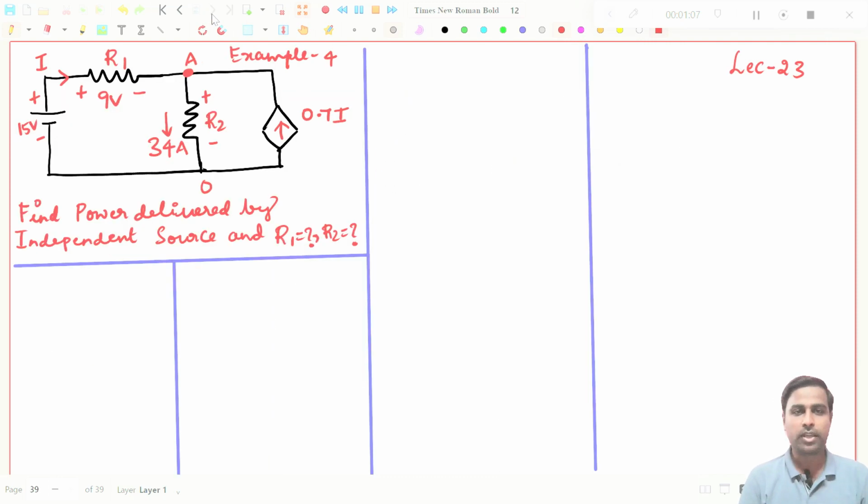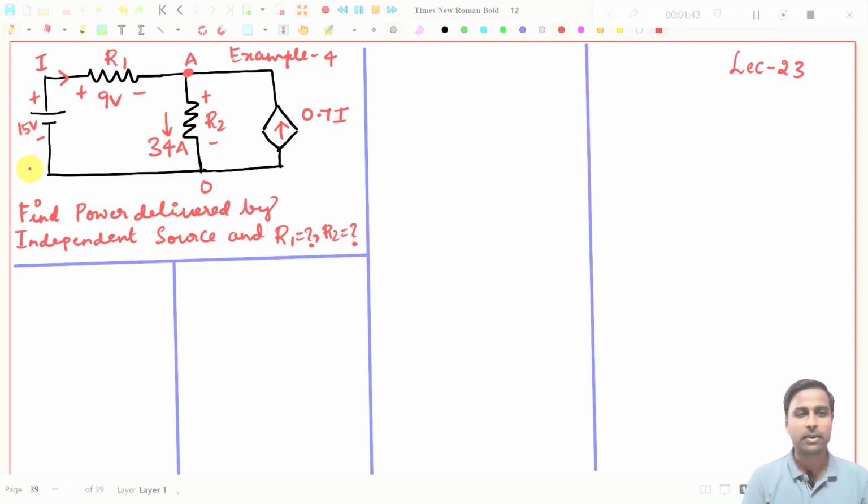So now in this class we will take another example. Let it be example number 4, and this is the question given. It is a very simple question, but you have to find so many things. You need to find the power delivered by the 15 volt source, that means the independent source, and the values of R1 and R2. They have given the voltage across R1 and the current through R2, so you can easily find them.